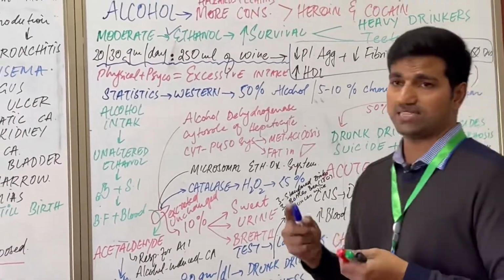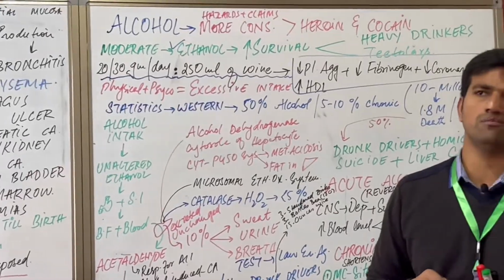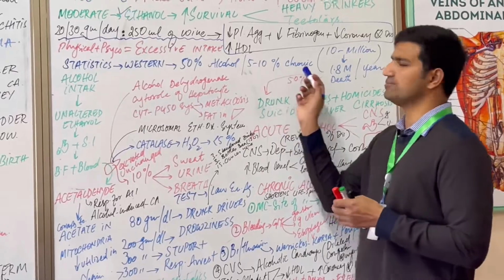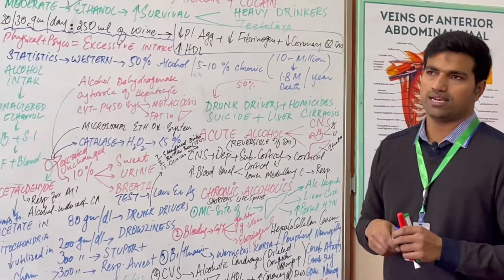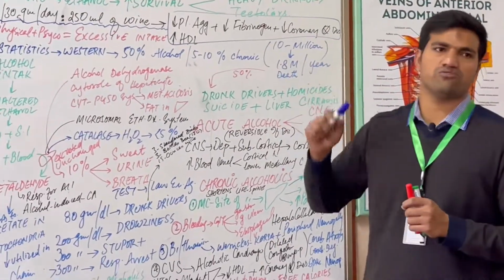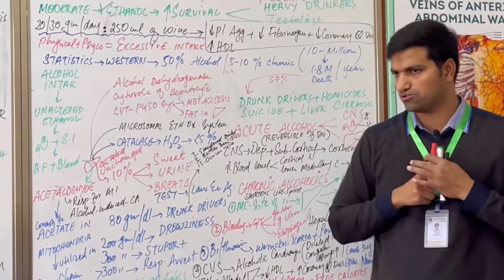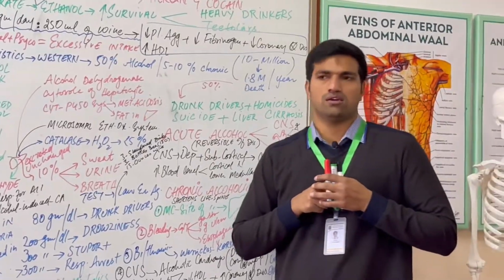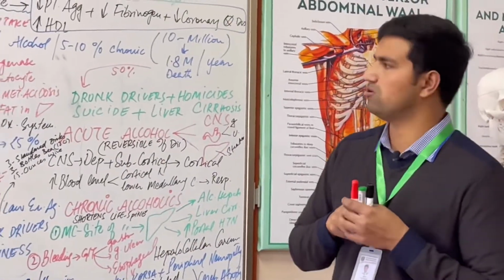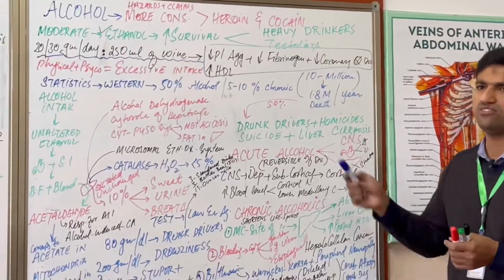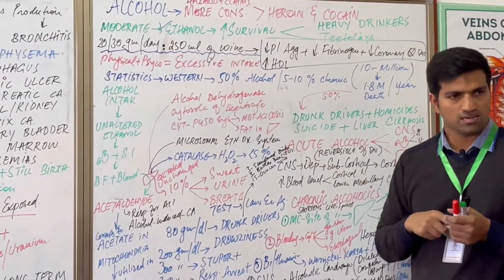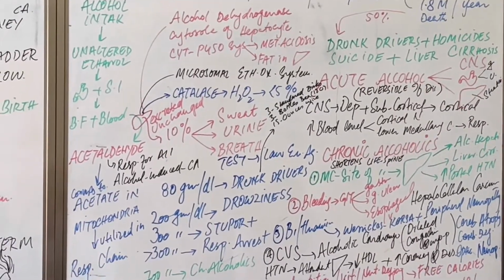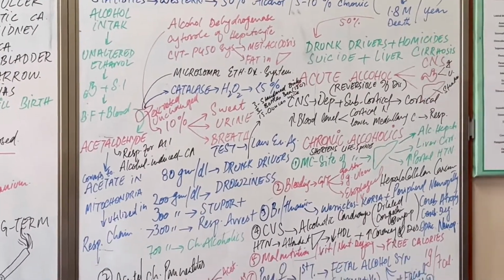Then we will discuss some statistics. In the Western world about 50% of the population drink alcohol, and out of that 50%, 5 to 10% are chronic alcoholics. You can say there are 10 millions of people in the Western world who used to drink alcohol, and there are 1.8 million deaths per year due to alcohol. Out of that 1.8 million deaths, 50% are due to drunk drivers, homicides, suicides, and a small amount to liver cirrhosis.